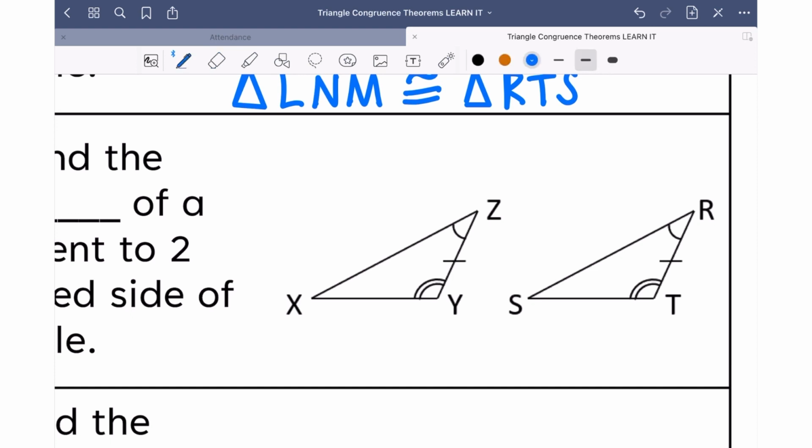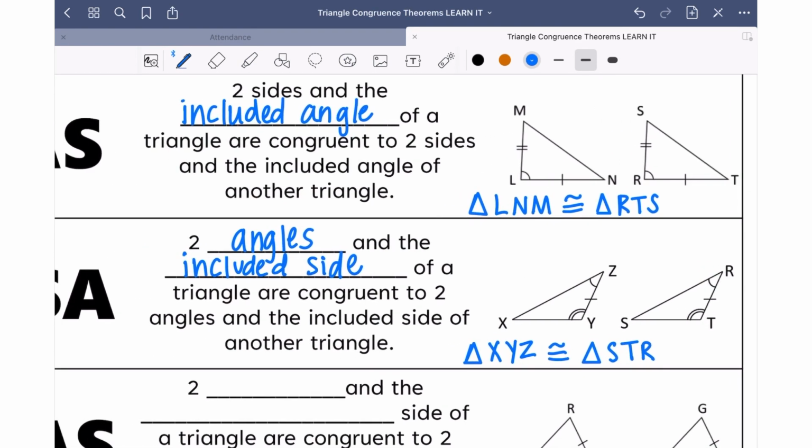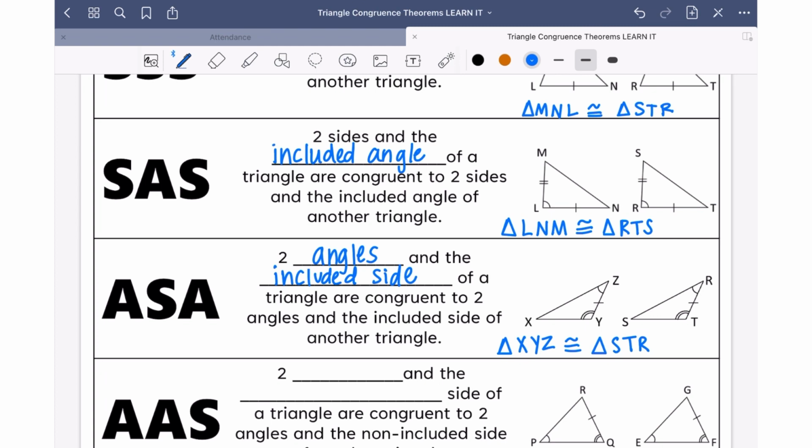So let's write our congruence statement. I'm going to start with this side. Triangle XYZ, let's just go in order, is congruent to triangle, who corresponds with X? Sorry, let me make that S. And then who corresponds with Y? Angle T. Oops, I said Y and I wrote it. Angle T. And then angle Z corresponds with angle R. So those two triangles are congruent, and we proved it because we have the image, and we can automatically say that they're congruent with the angle side angle theorem.